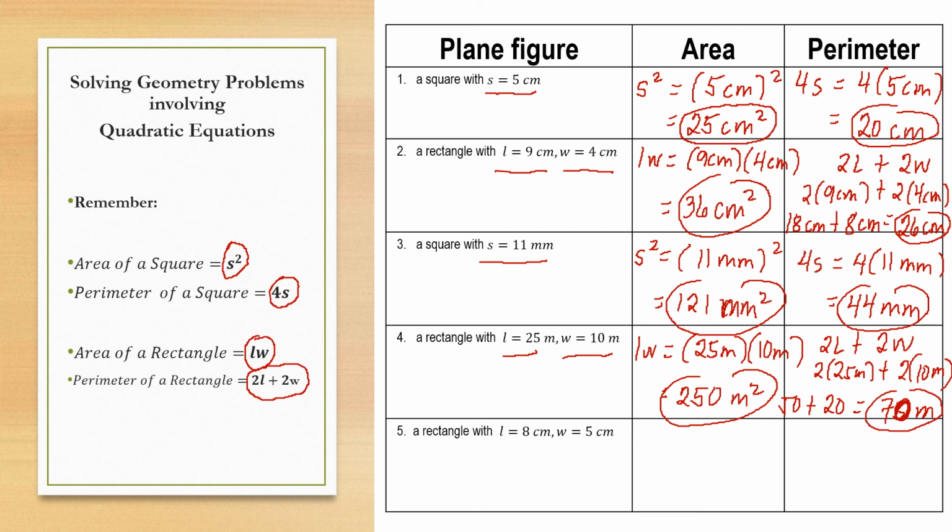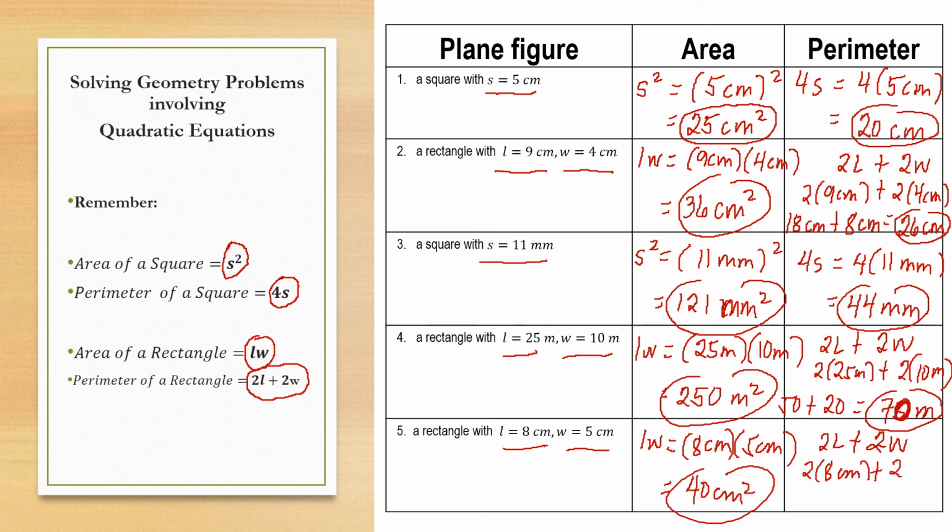Number 5, a rectangle with a length of 8 centimeters and a width of 5 centimeters. The area is length times width, so 8 centimeters times 5 centimeters. Therefore, the area of the given rectangle is 40 square centimeters. And then for the perimeter, twice the length plus twice the width. So we have twice of 8 centimeters plus twice of 5 centimeters. That is 16 centimeters plus 10 centimeters, and that is equal to 26 centimeters.